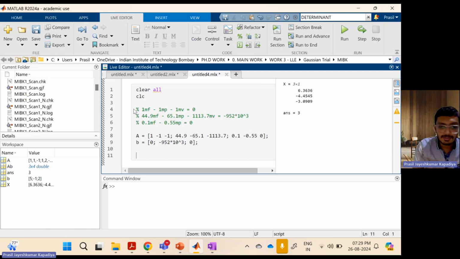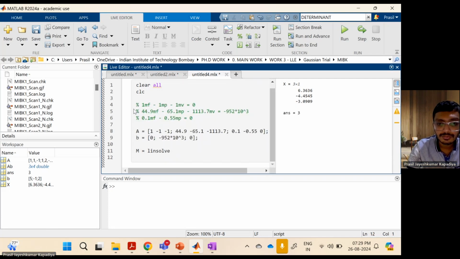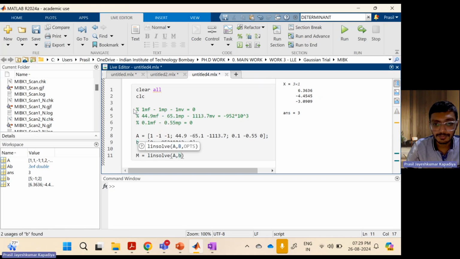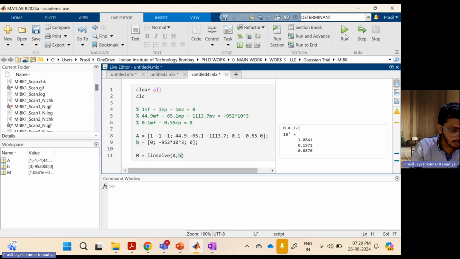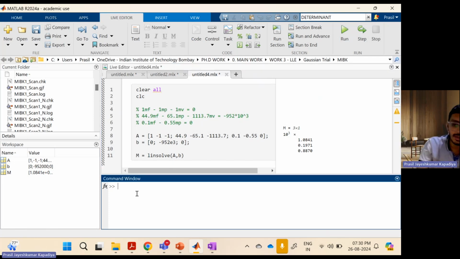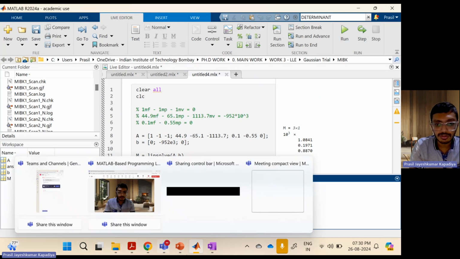So let's say my m is equal to linsolve of A, B. My first value is mF, second value is mP, and third value is mV, and I am asked to give the value of mV. So my value of mV is 0.8870 into 10 raised to 3, so my exact answer is 887. Correct. Here, instead of writing 10 raised to 3, I can just write e. If I write 5e3, it will give 5 into 10 raised to 3.